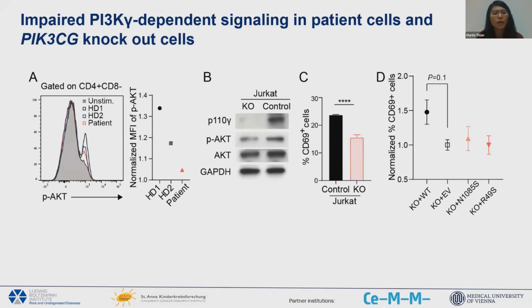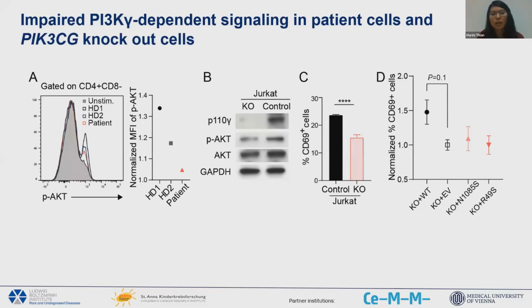Indeed, using SDF1 or CXCL12, which activates GPCR and thus PI3K gamma, we found that patient-derived T cells show a reduction in phosphorylation of AKT upon stimulation compared to cells from healthy donors. To prove causality in an independent cellular system, we created Jurkat PIK3CG knockout cells and found reduced AKT phosphorylation, as you can see in panel B here. And we also see a decrease in activation marker CD69 upregulation.